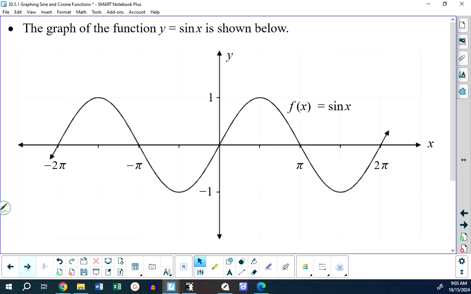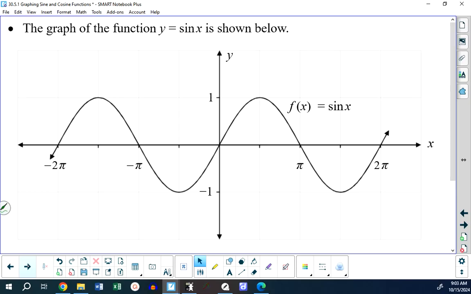It happens to be y equals sine of x, or f of x equals sine of x. And it repeats. It continues in this pattern over and over and over again. So there happens to be an x-intercept at pi, and there happens to be an x-intercept at 2 pi, and there will be an x-intercept at 3 pi.